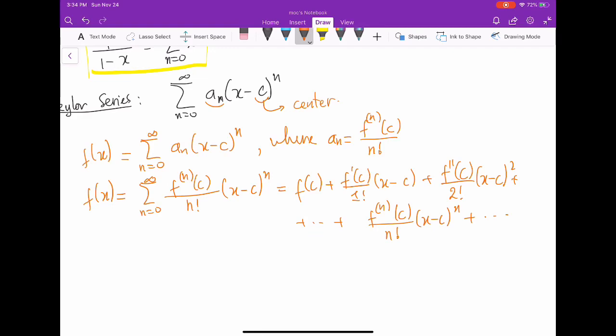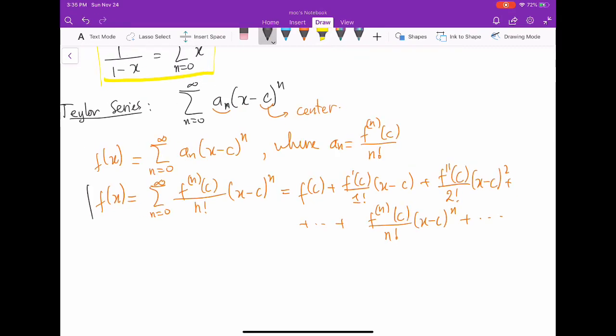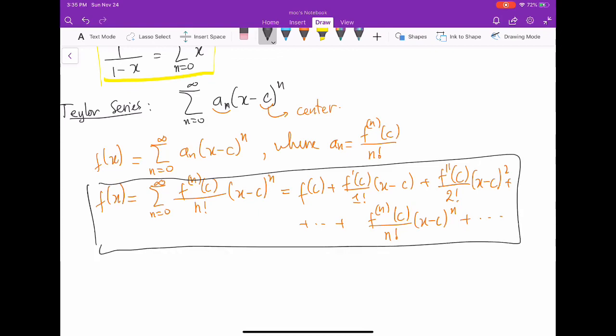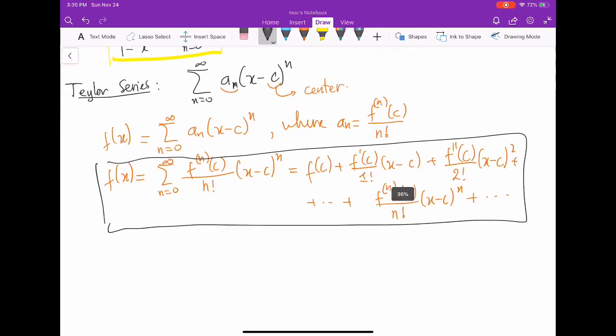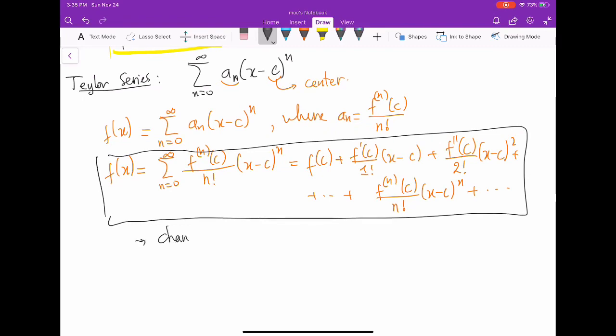You see, if your function is complicated, but you can find derivatives, that's fine. You can express your function as a power series, and this is called the Taylor series. This Taylor series is centered at c. Don't forget that. What does it mean? That means when you change the center c, you might get a different power series.